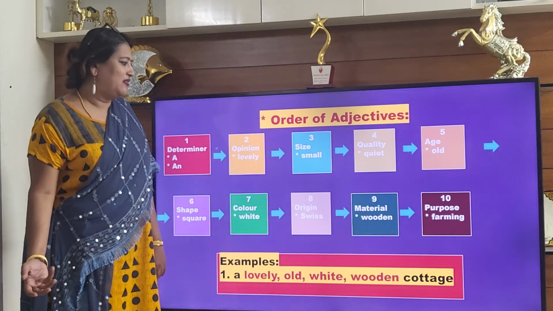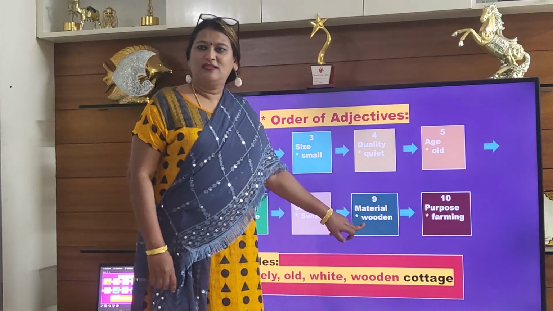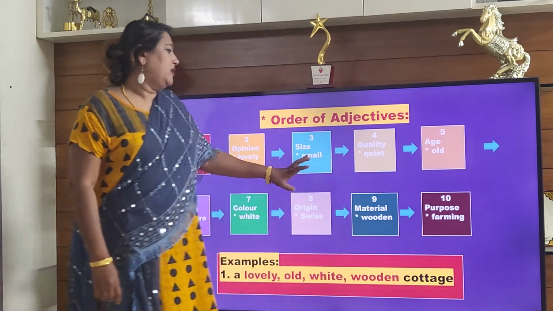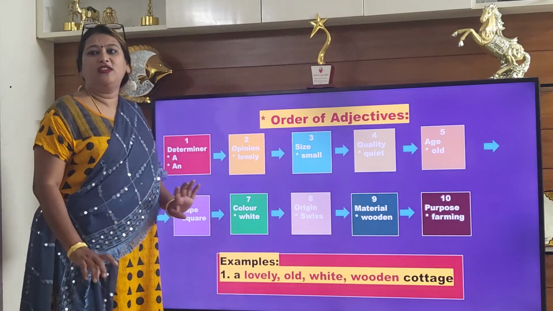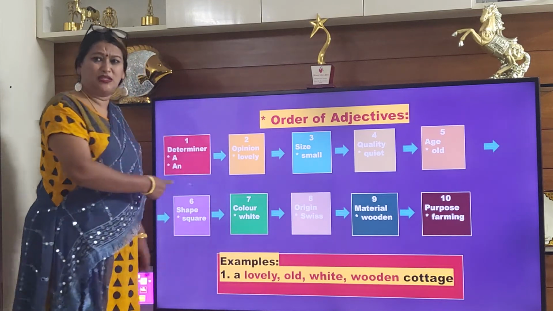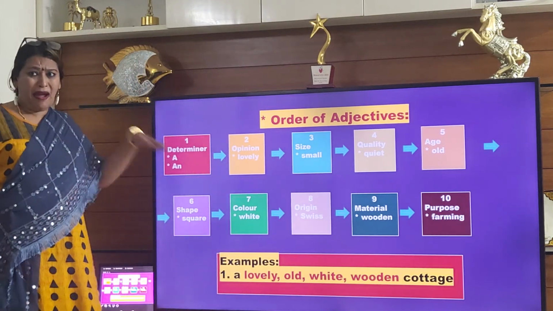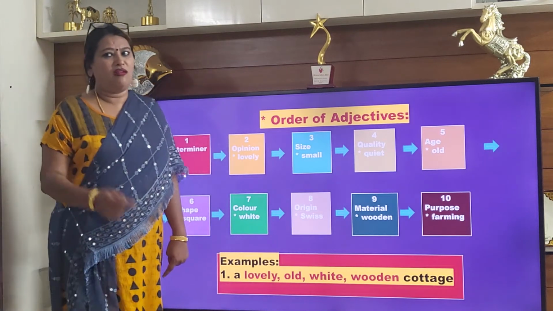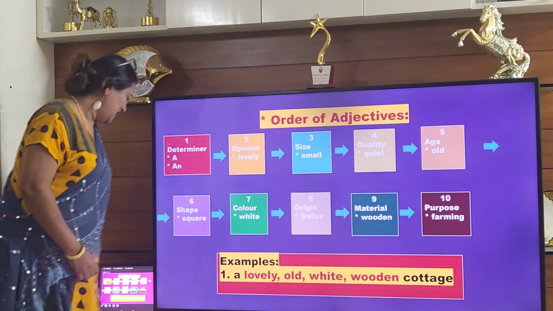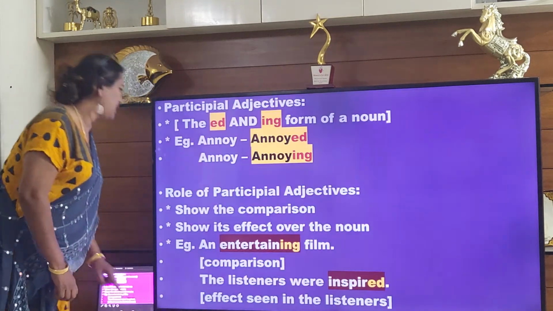Wooden is what? It's a material. So you can't say "wooden, old, small, lovely dog." You can't say that. That's incorrect. When you follow this particular sequence, this order, this pattern, you will never be wrong. You'll always be correct. Okay, got it? Now let's go to the next topic.